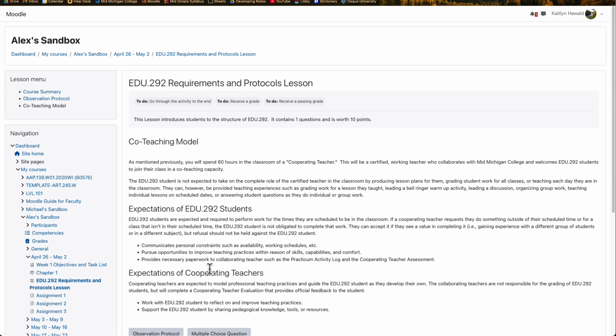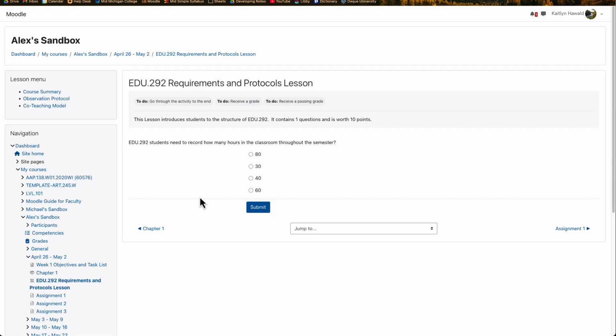Navigating through the next pages, a multiple choice question is provided that checks for understanding of the content read so far. These questions could be matching, multiple choice, true false, short answer, or essay.